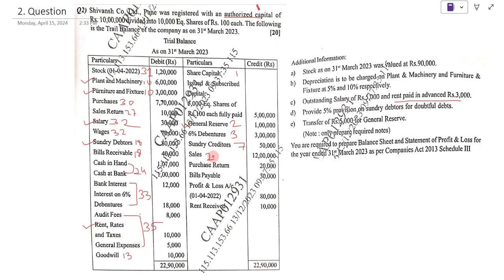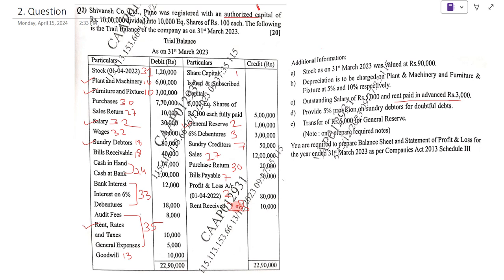Sales, note number 27. Purchase return, note number 30. From the purchase we have to less the purchase return. Bills payable, note number 7. Profit and loss of the last year, profit of the last year, note number 2. Rent received, this is other income, note number 28, that stands for other income.